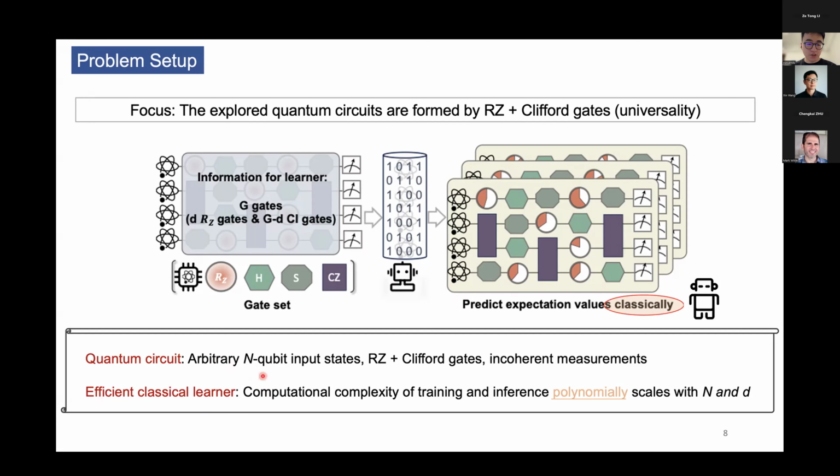For the classical learner, especially for an efficient classical learner, the required computational complexity of the training and inference stages should scale at most polynomially with the number of qubits and the number of rotational RZ gates, denoted by D. So this is the definition of computational efficiency.